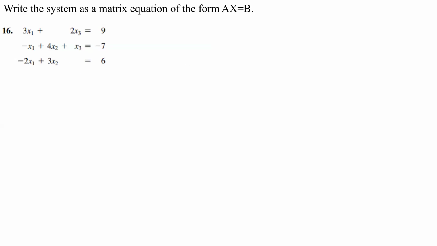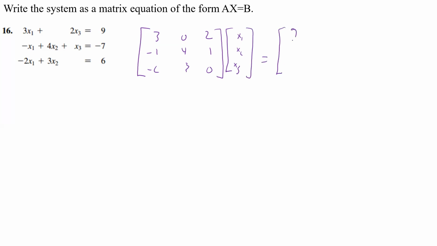All right, so we have three variables in X. So what we're going to do is write out our A matrix, which is just the coefficients. So it's going to be 3, 0, 2, and minus 1, 4, 1, then minus 2, 3, 0. Our X is just x1, x2, x3. And our B is just 9, minus 7, and 6.